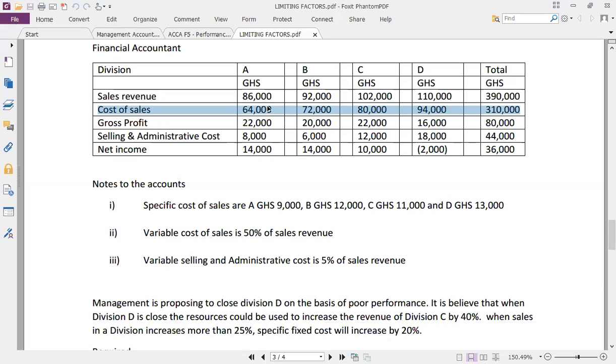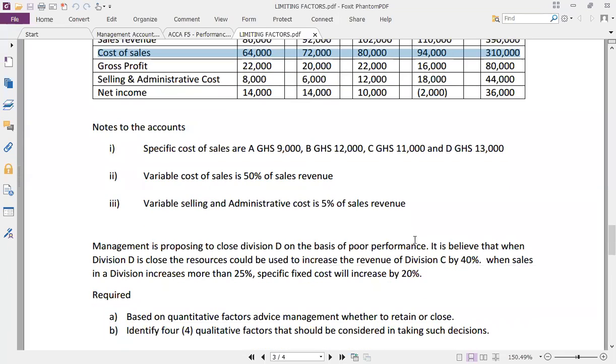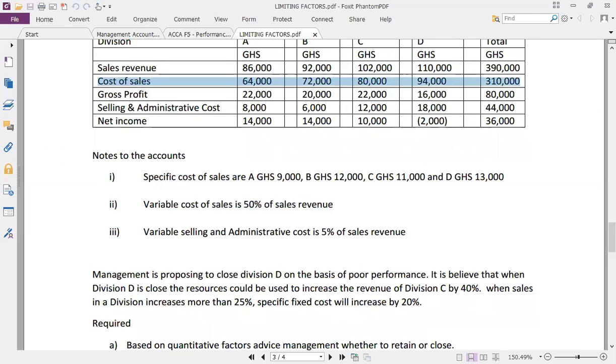Okay, so that's 21,000. Great. And the 21,000 is what they've given to us as a specific fixed cost here. Okay, so we're done with the analysis of the variable cost of sales. After I get the variable cost of sales, you subtract the remaining portion. So now I'm left with the fixed cost, which is 21,000 for A, right? How do you get 21,000? B, what do you get?